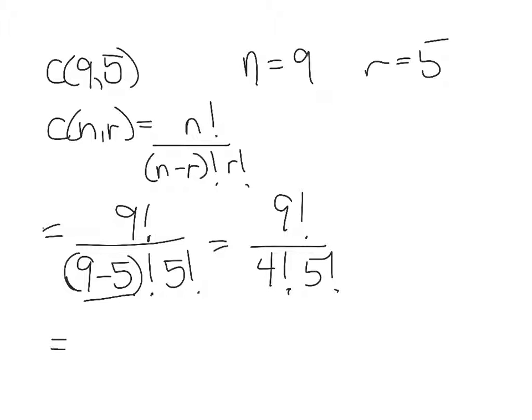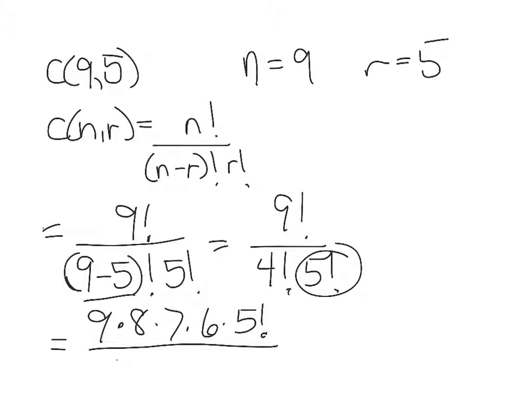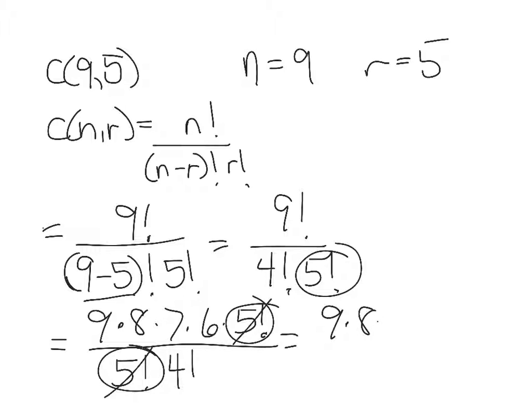Now I'm going to write out 9 factorial the long way, but I'm going to stop when I reach 5 factorial: 9, 8, 7, 6, 5. Now the two 5 factorials simplify out, they cross out. So what I'm left with is 9 times 8 times 7 times 6 all over 4 factorial, and 4 factorial is 4, 3, 2, 1.